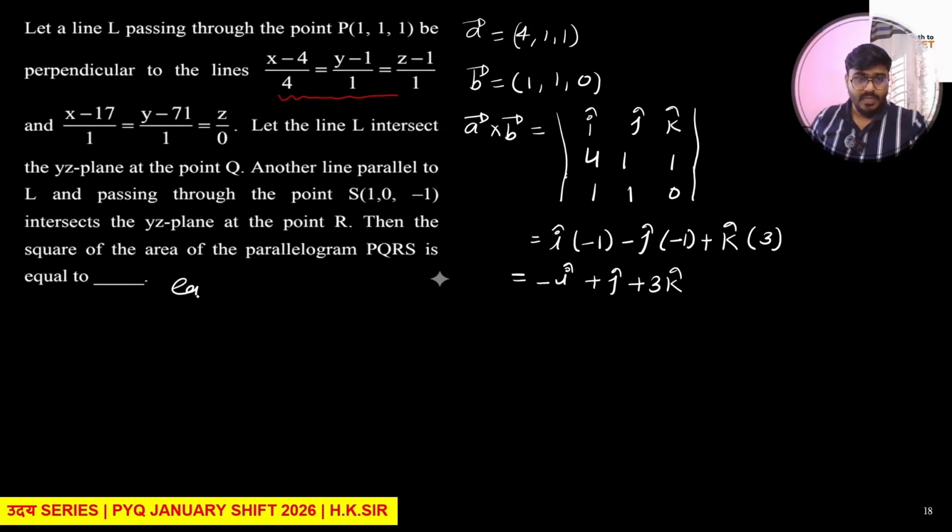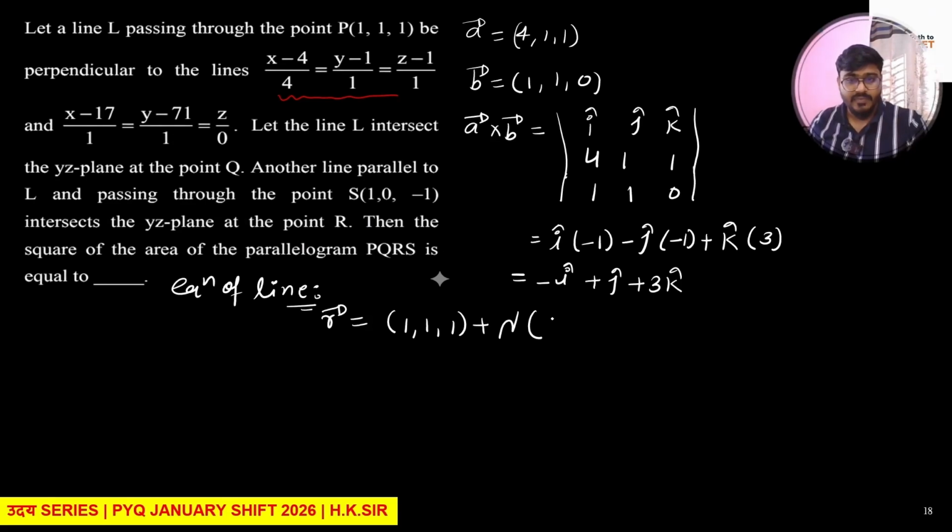So the equation of line, I am writing in vector form. r vector equal to a vector plus lambda times b vector. This is the equation of line now. The position vector of the point is 1,1,1 plus lambda times the direction vector. I am not writing ijk. After this they are saying let the line L intersect the yz plane at point Q.